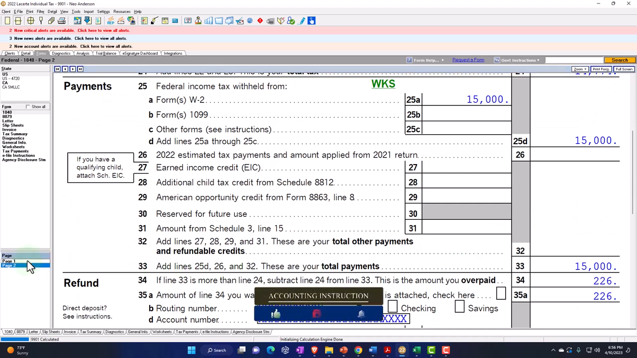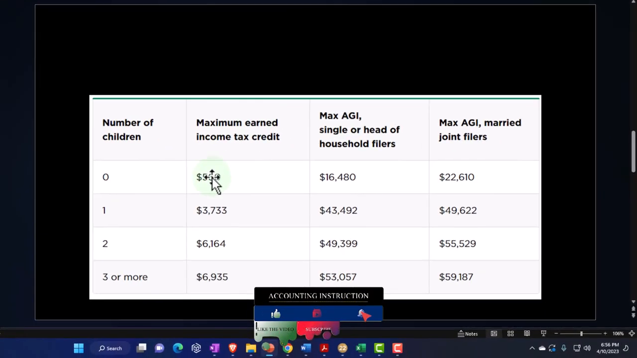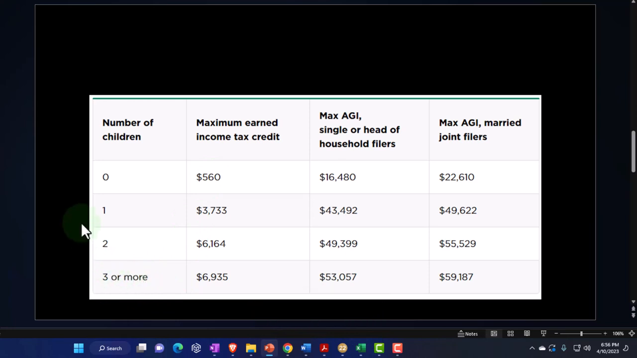Let's go back to page 1. We want to think about an earned income tax credit if we had three qualifying children or more, because the earned income tax credit doesn't give any more benefit past those three children. So we'll think about that. Remembering that you typically want to think about the curve in terms of how high your income is and what they support.